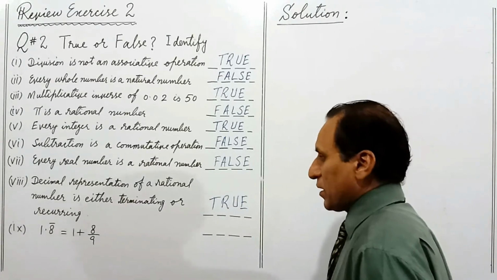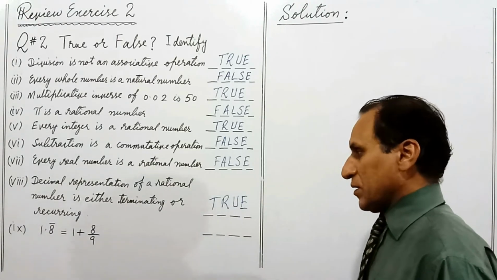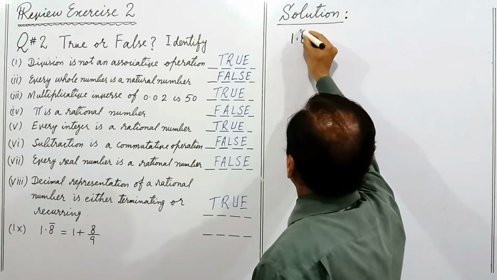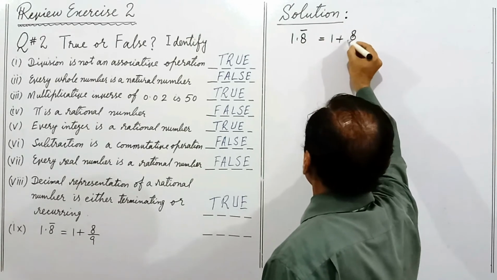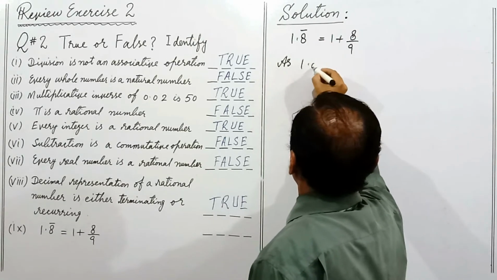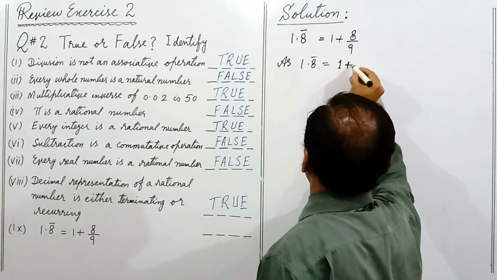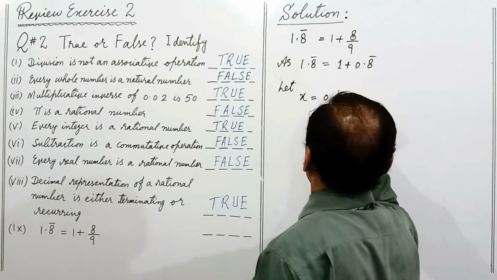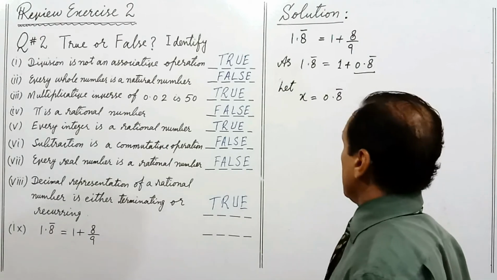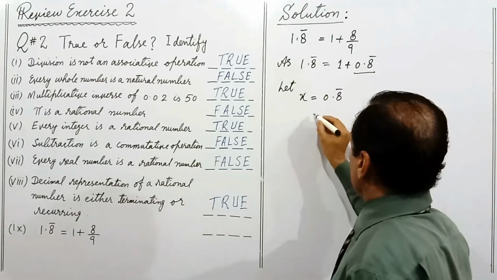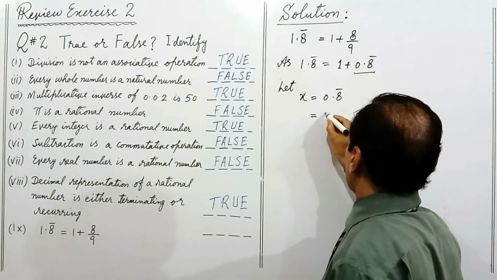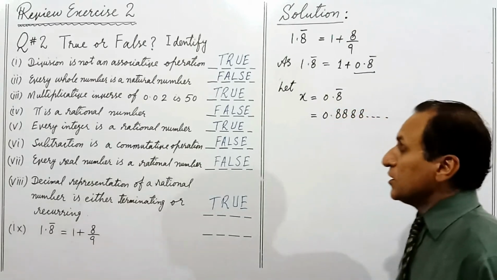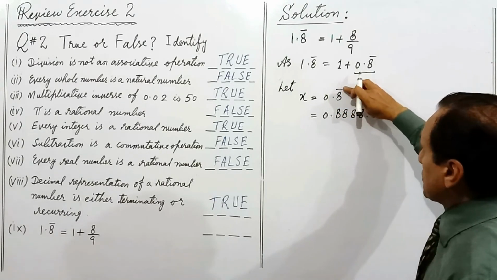For point number 9, we recall exercise 2.1 in which we learned how to solve such numbers. 1.8 bar is equal to 1 plus 8 over 9, as 1.8 bar is equal to 1 plus 0.8 bar. So let x be equal to 0.8 bar. We take the decimal part to check the true or false statement. So 0.8 bar can be written as 0.8888 and so on, because 8 is the repeating digit, as mentioned by the bar sign.